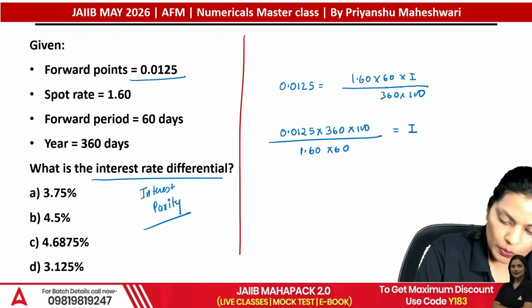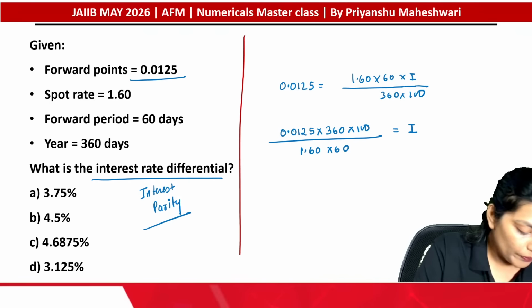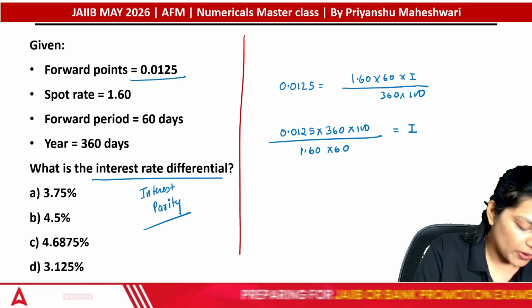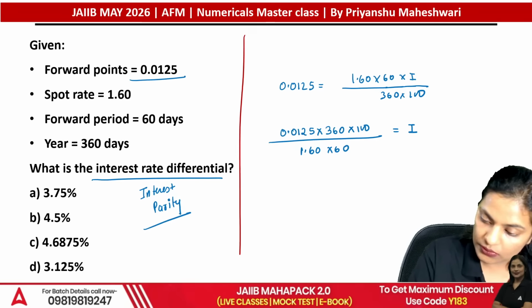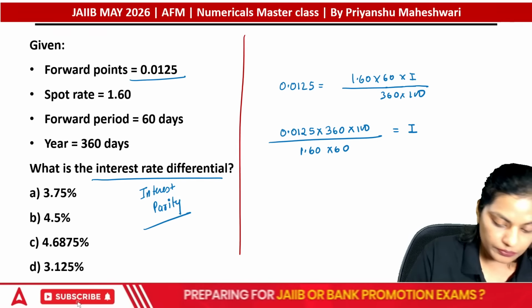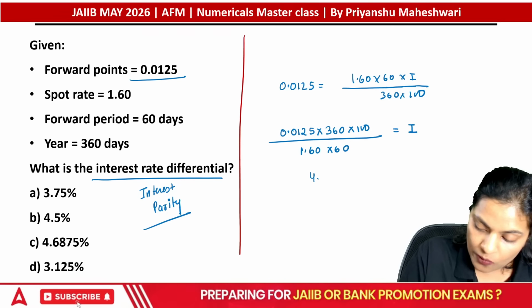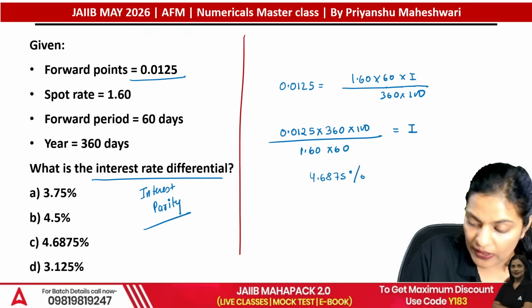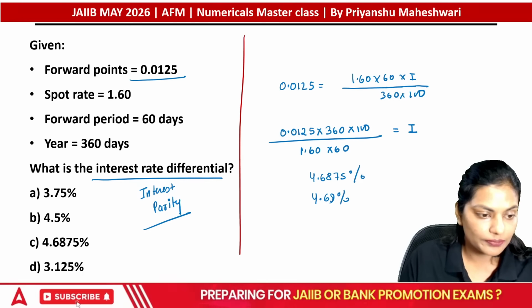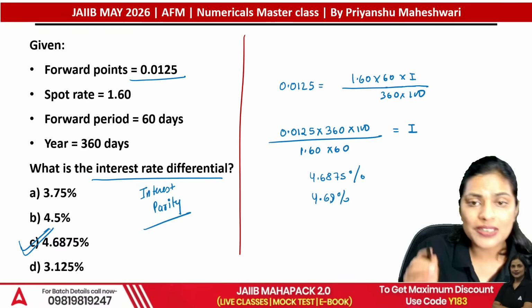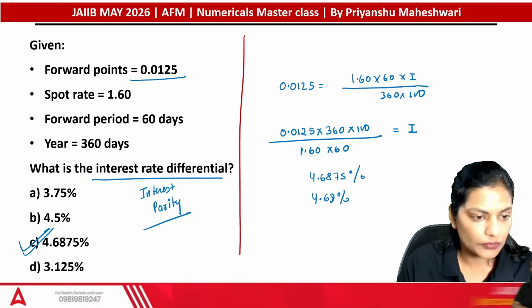So, 0.0125 into 360 into 100 divided by 1.60 divided by 60. Approximately 4.6875%, or if I round it off, though it is not asked, 4.69%. Correct? You again have a chance, right? Do not worry, you just need extra 4 marks. Okay.